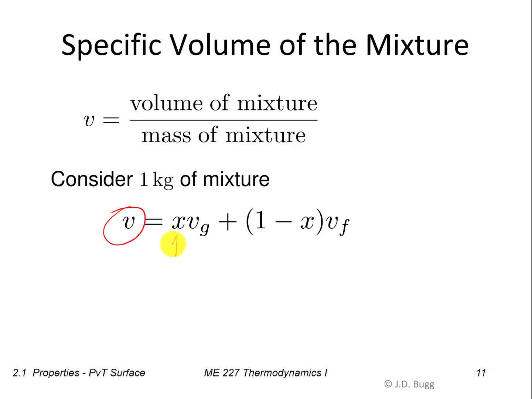We see quality here in 2 different places, and the specific volume of the saturated liquid right there, and the saturated vapor right there. So we can get the specific volume of the mixture from those 2 values, Vf and Vg, and from the quality. Now let's see how this equation works, why it looks like it does.